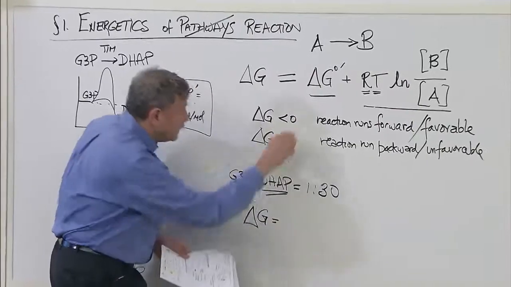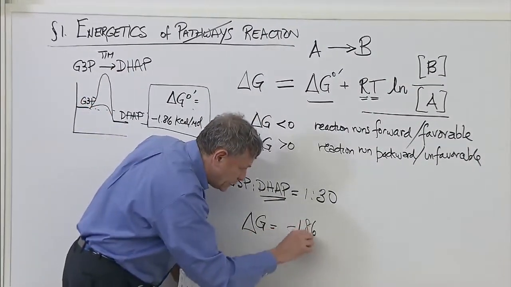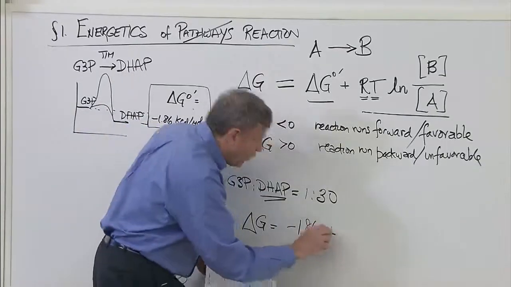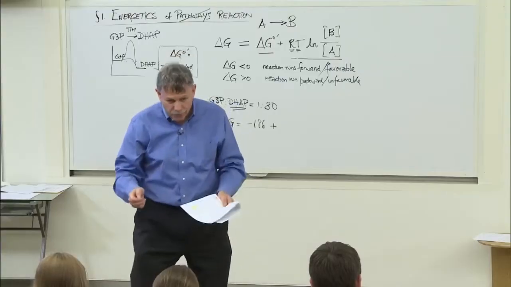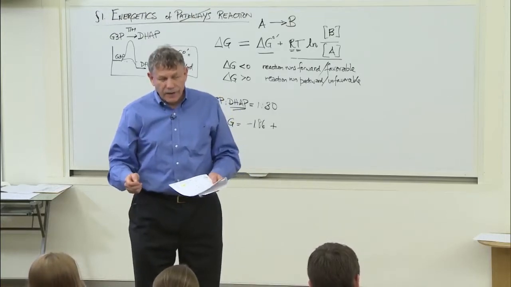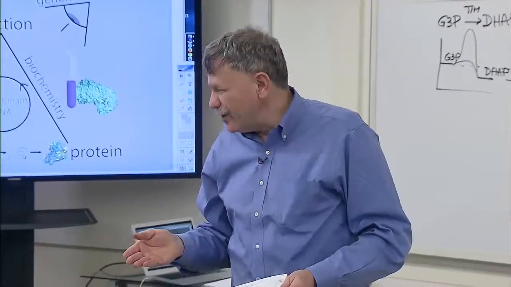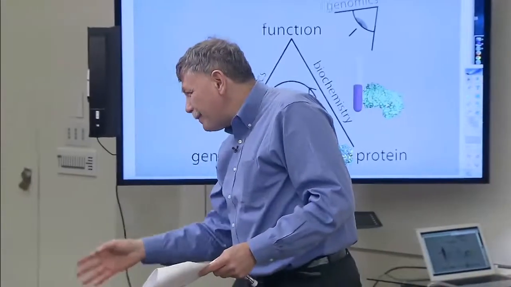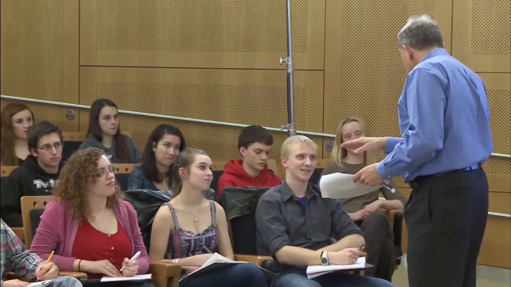Delta G will be, delta G0 prime was minus 1.86, right? Oh, we've got to know what RT is. Now, RT depends on the temperature. So do we have to know what temperature our reaction is going on at? Turns out we don't, because it's the temperature in degrees Kelvin. And in degrees Kelvin, you live your life at essentially the same degrees Kelvin.